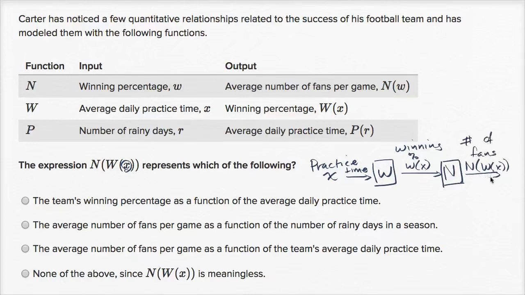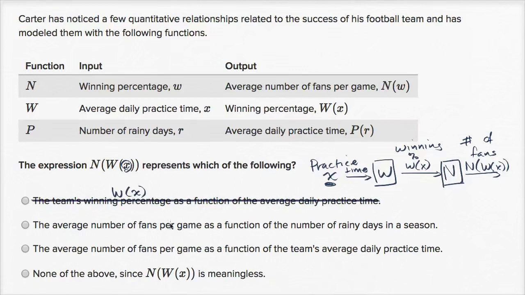So when you take the composite function, you're actually creating a function that starts with practice time as the input and shows the number of fans that are going to be dependent on your practice time. So this is interesting. We should look for a choice that says, how does the number of fans that show up at a game depend on practice time, X? All right, the team's winning percentage is a function of the average daily practice time. Now that would be just W of X. If they said just W of X, that would be winning percentage as a function of average daily practice time. So I can cross that one out.